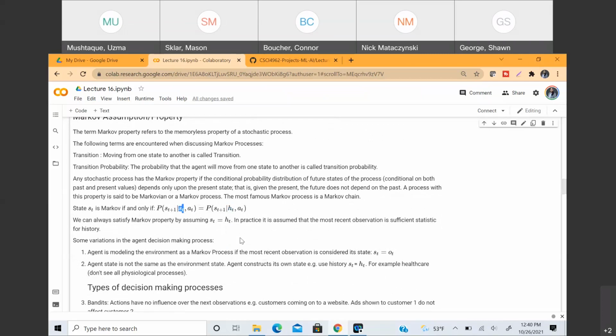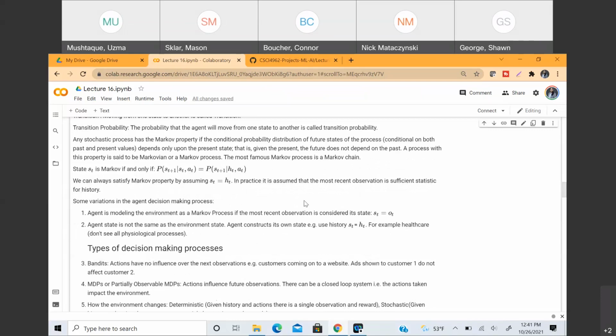As I said, we can always satisfy this property by assuming that my current state is my entire history, right? So in some ways, what I'm assuming with this Markov property is that my most recent observation is a sufficient statistic for history, right? Because my current observation or my current state is defining my history in some ways. So it's a kind of statistic for my entire history. That's what I'm assuming here.